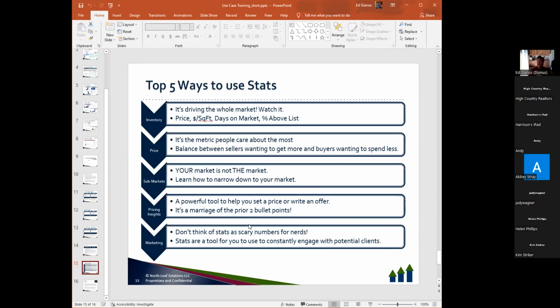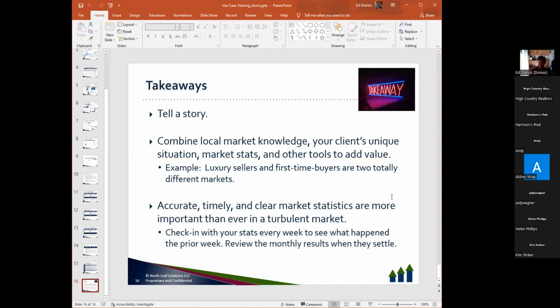I'm a nerd. I embrace my nerddom. I want you guys to embrace your realtorness and use us to help you do that. So again, my big takeaways: tell a story about the market, communicate it, make it specific to your client's situation, and make it accurate and timely. So just bring that information in when it's still relevant.